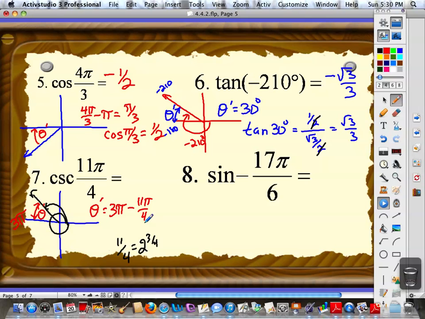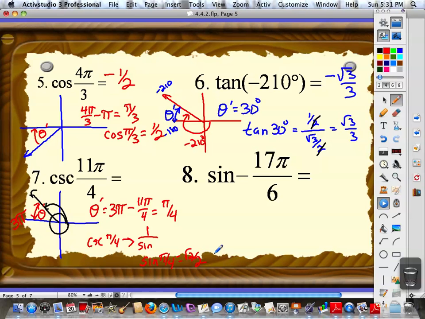So 3 would be 12/4 minus 11/4, which gives me pi over 4. Okay? And cosecant. So what am I doing? I'm really thinking about now, okay, I need to know the cosecant of pi over 4. Well, I don't remember what cosecant is, but what I do remember is that the cosecant is the reciprocal of the sine. And I know that the sine of pi over 4 is square root of 2 over 2.